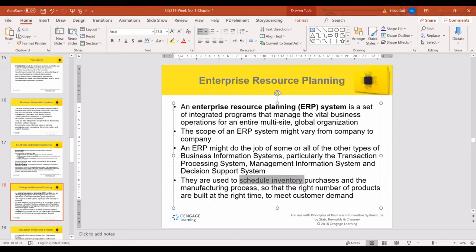They are used to schedule inventory purchases. For example, our college wants to purchase computers. We have a new building, a very big building, and we need a lot of equipment there. It's not that you just go and purchase the equipment. There must be a process, a procedure, database storage, and an information system to manage all these things, which is called the inventory system. And manufacturing processes, so that the right number of products are built at the right time to meet customer demand.